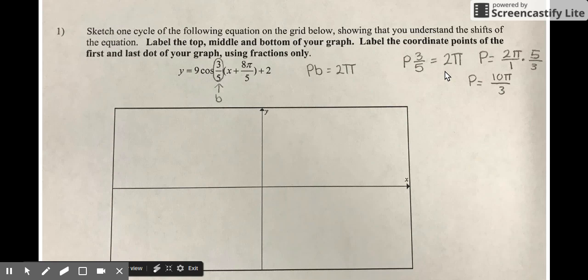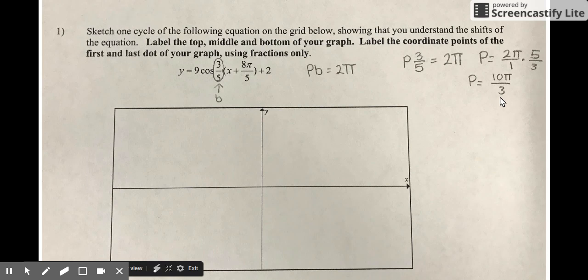Now we have to move 3 over 5 to the other side to multiply it to 2 pi. To do this, we have to take the reciprocal. So we have p equals 2 pi over 1 times 5 over 3, which gets 10 pi over 3.